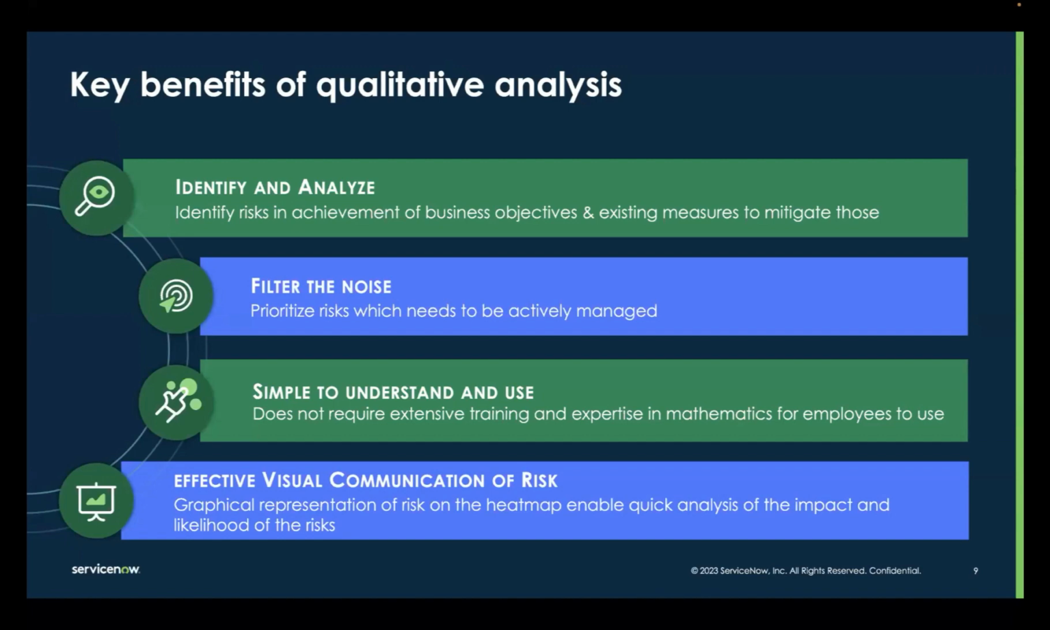The third bullet point is really around simplicity. A lot of times when you're kickstarting your risk journey, and you want the employees to be able to do this assessment themselves, qualitative is much easier for the employees to do because they don't require extensive training. It's very communicative in nature, so they don't need any special skill set for it.